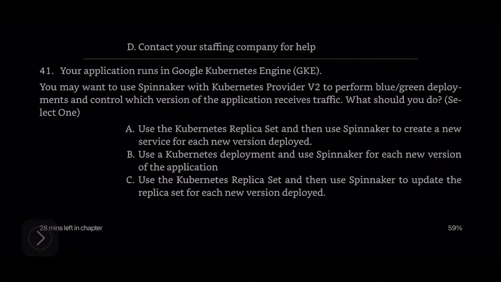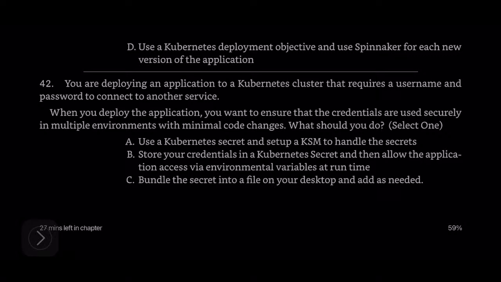41. Your application runs in Google Kubernetes Engine, GKE. You want to use Spinnaker with Kubernetes Provider v2 to perform blue-green deployments and control which version of the application receives traffic. What should you do? Select 1. Use the Kubernetes replica set and then use Spinnaker to create a new service for each new version deployed. Use a Kubernetes deployment and use Spinnaker for each new version of the application. Use the Kubernetes replica set and then use Spinnaker to update the replica set for each new version deployed. Use a Kubernetes deployment object and use Spinnaker for each new version of the application.